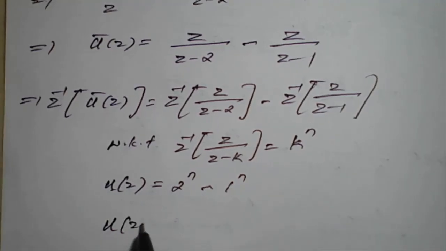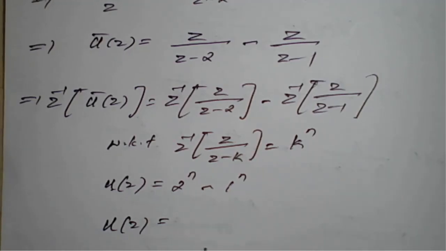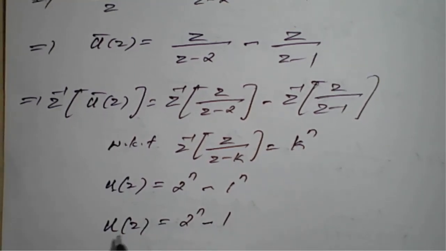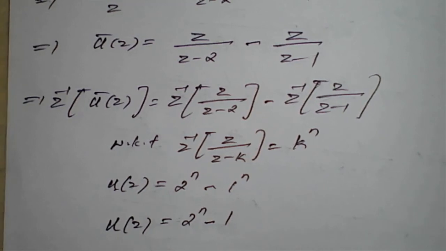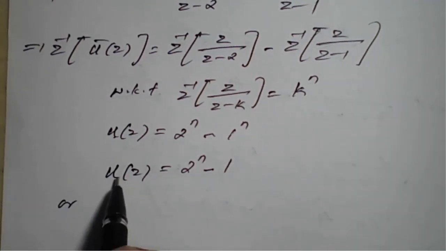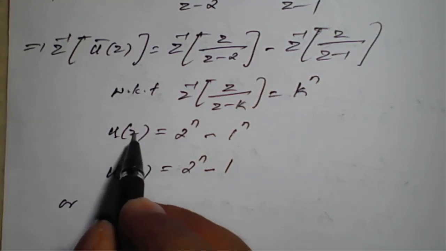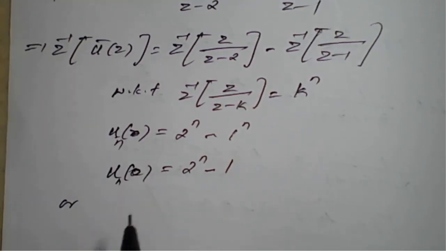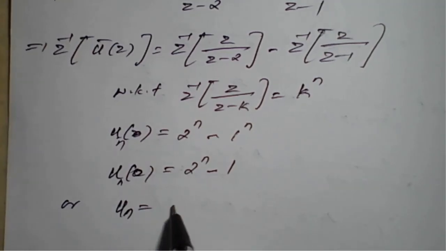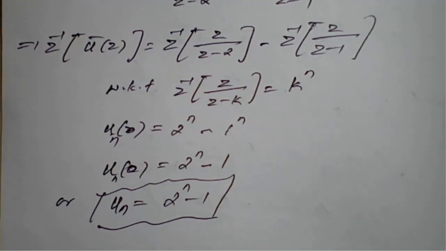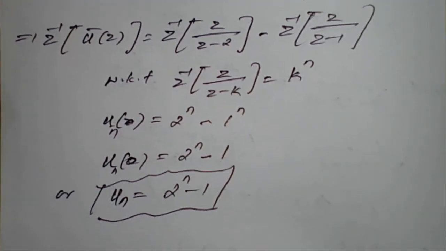So therefore u of z is equal to what here? It will be 2 raised to n as it is, minus 1 raised to n, which is 1. Finally, instead of saying u of z, I will say u(n). So u(n) is equal to 2 raised to n minus 1, which is the required solution of the given inverse z transform.